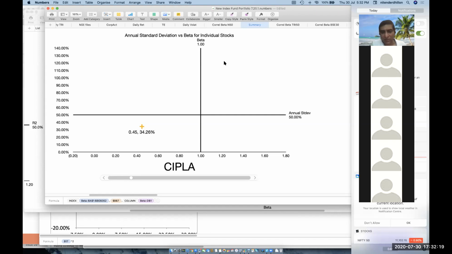IndusInd Bank is running with a beta of 1.66. If the market falls 10%, IndusInd Bank would be down by 16%. If the market goes up, then it is good to be in IndusInd Bank, because the IndusInd Bank share is expected to go up by 16%.